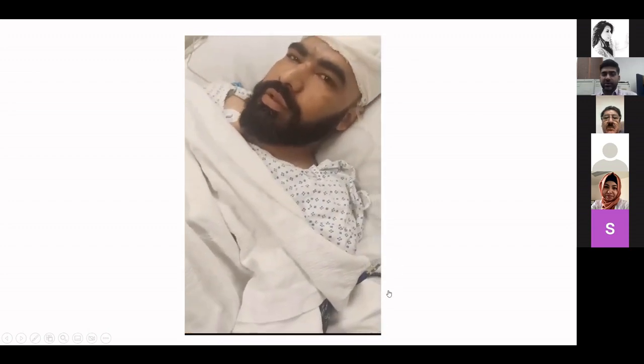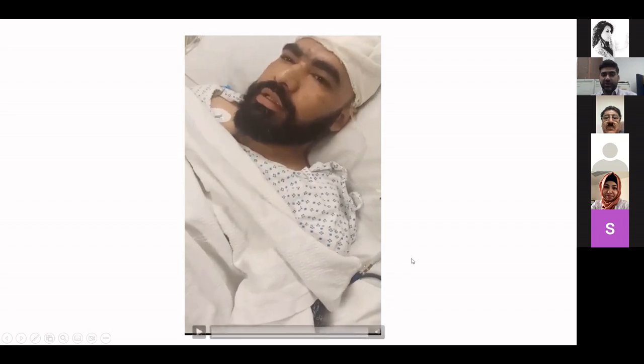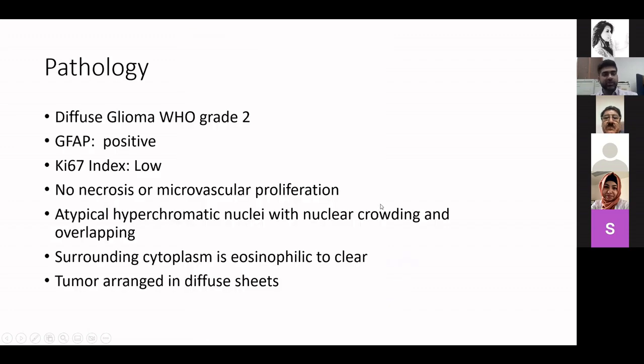So you can see the patient was doing well, no deficits, right? Yeah, no deficits. And then this is the pathology. Okay. So it says glioma WHO grade 2. Dr. Nila, the pathology mentioned the astrocyte, whether it's astrocytoma or oligo? Yeah, it did not. That was the big question.